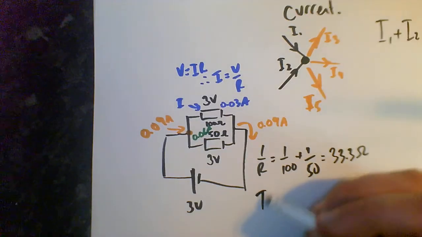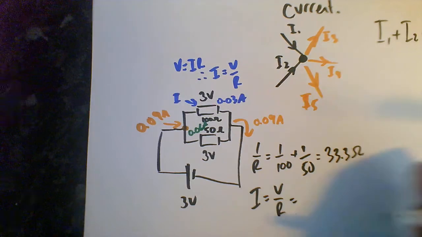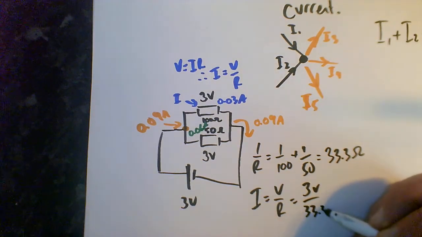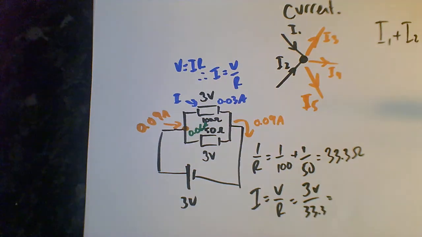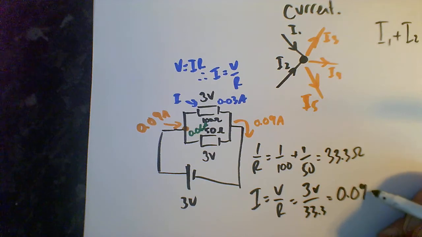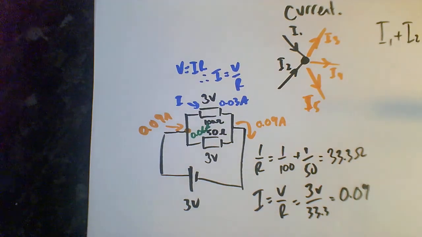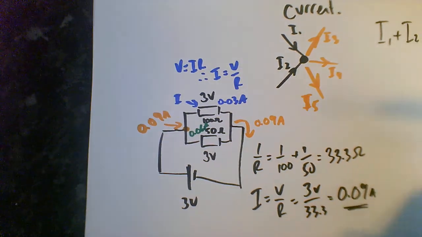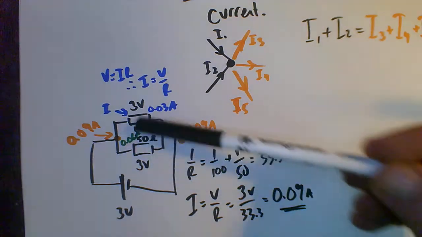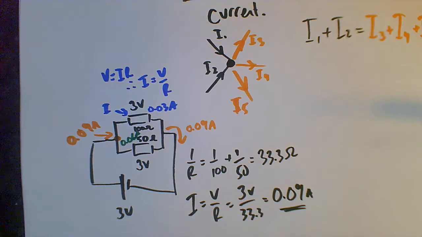Therefore, the current going through is I equals V over R, 3 over 33.3 equals 0.09, yep, amps. So that proves, doesn't it, that the current going through here splits off.